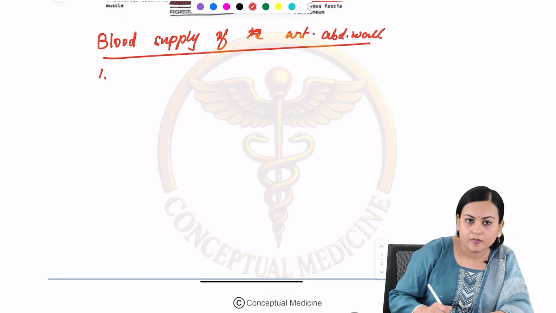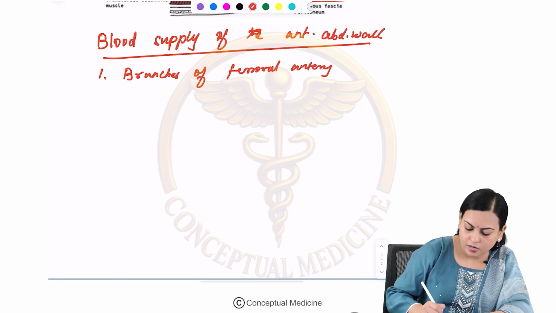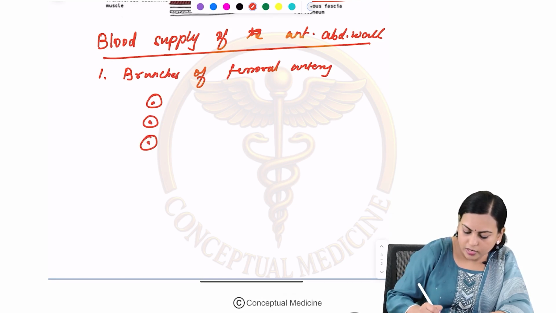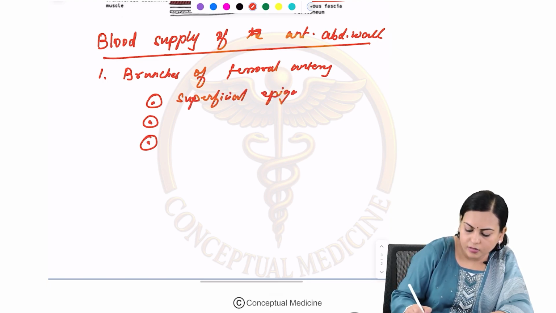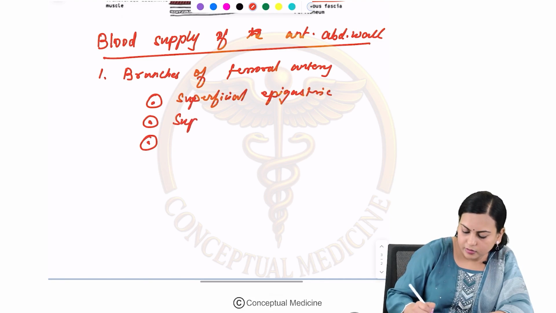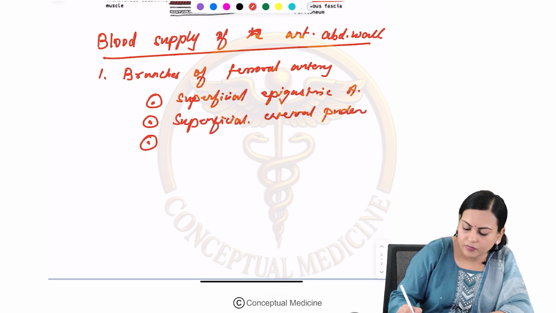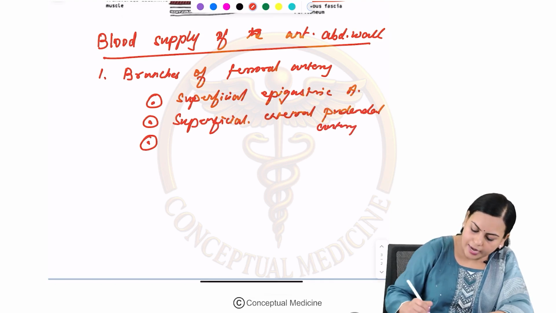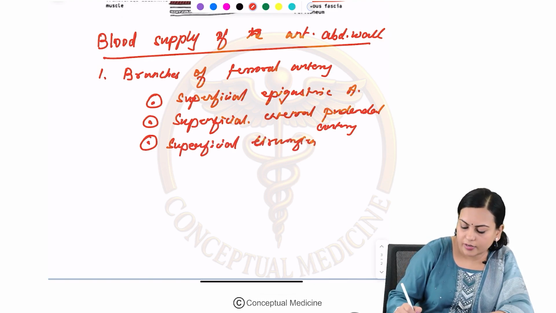Now, what is the blood supply of the anterior abdominal wall? It mainly comes from the branches of femoral artery, three branches especially. Number one is superficial epigastric artery, then superficial external pudendal artery, and superficial circumflex iliac artery.